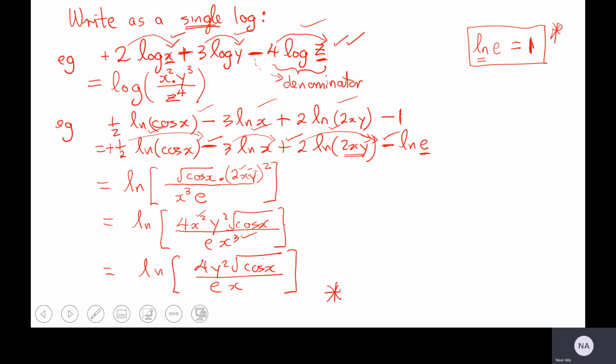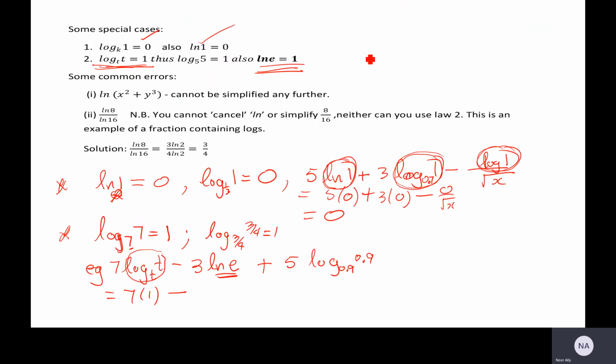Remember, oh, sorry about that. The ln e, what's the base? Answer 1, but you don't put that. Ln of e is 1, so that will be 3 times 1. What's the log of 0.9 to the base 0.9 plus my 5. Can I add 7 minus 1? It's an equal sign. Okay, let's just put it over here. 7 minus 3, 4, 4 plus 5, 9.